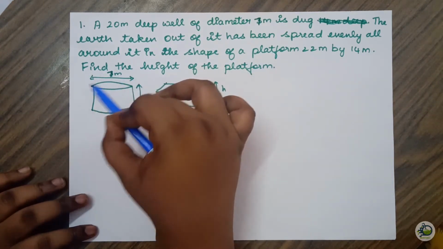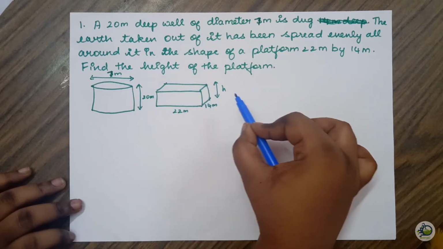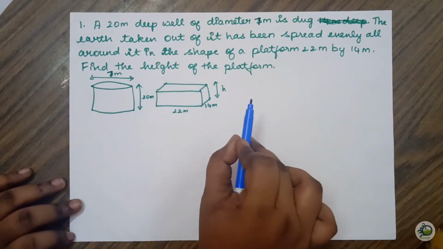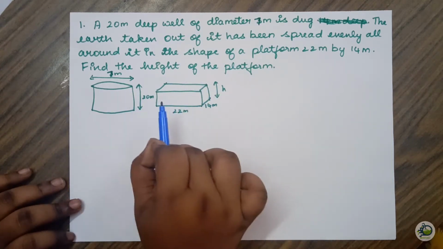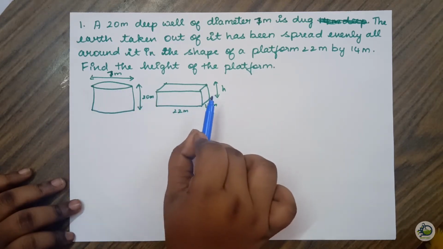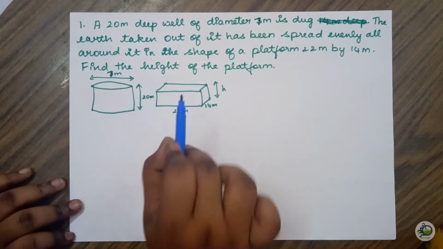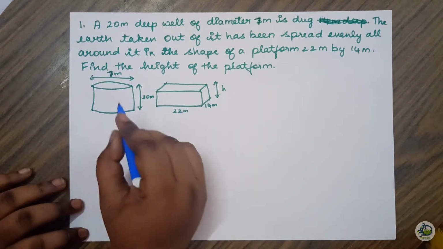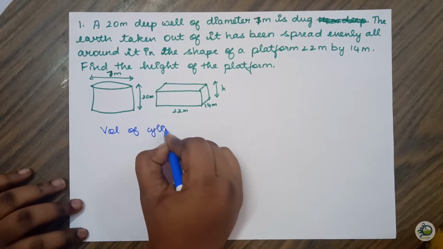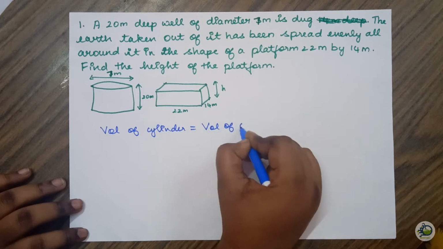So a well is dug and the sand taken out from it is made into a platform. Now what we are going to do is find the height of this cuboid. To find the height, we have to equate the volume. Since the earth taken out from this well is made into a platform, obviously both the volumes must be equal. So we are going to equate the volume of cylinder to the volume of cuboid.